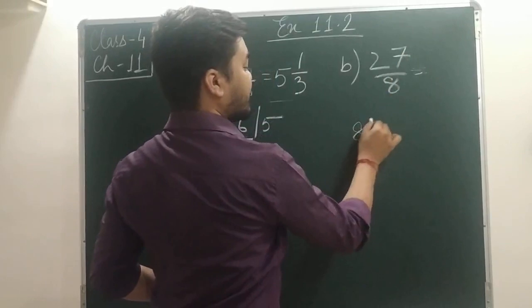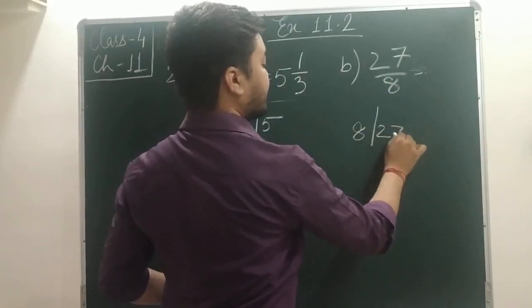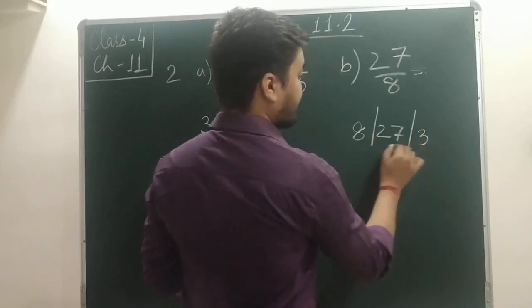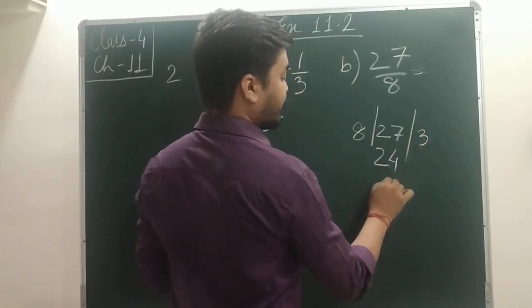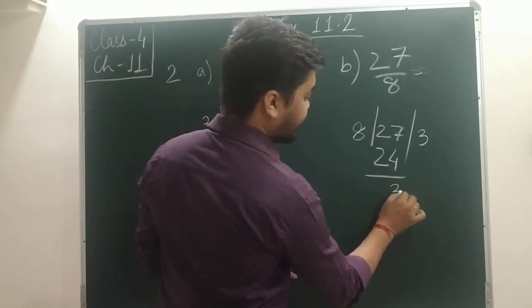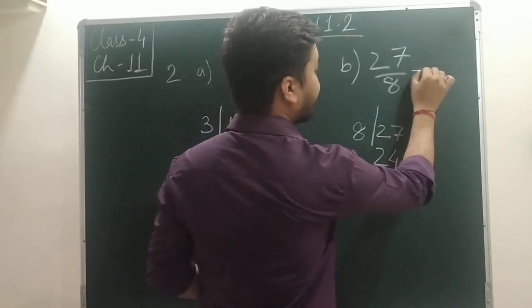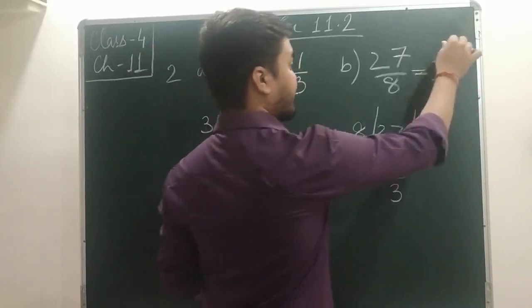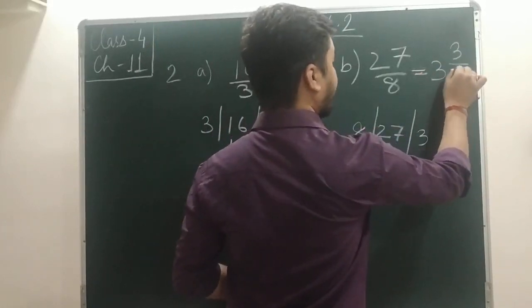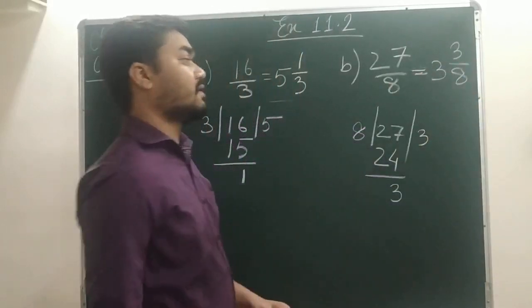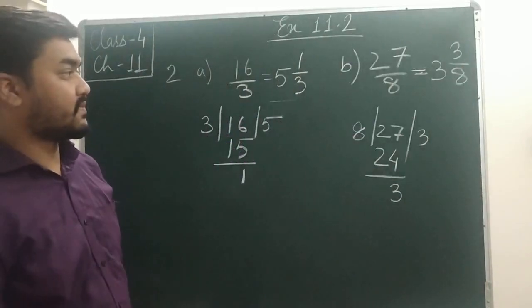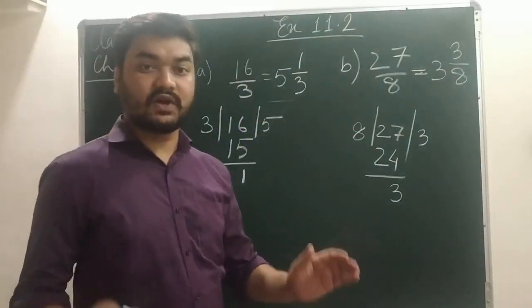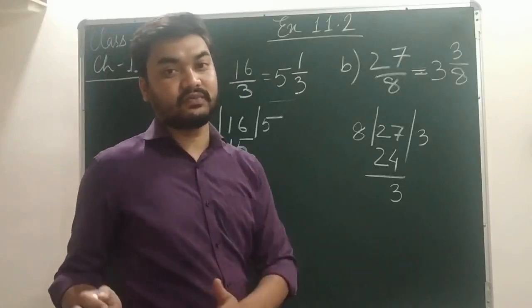We have to divide 27 by 8. Now 8 3s are 24. Remainder we are again getting 3. This 3 we have to write it where? As a whole number part. Then this 3 we are taking it up, and 8 is the same as this denominator. Hope you all have understood how to change the improper fraction into mixed fraction.